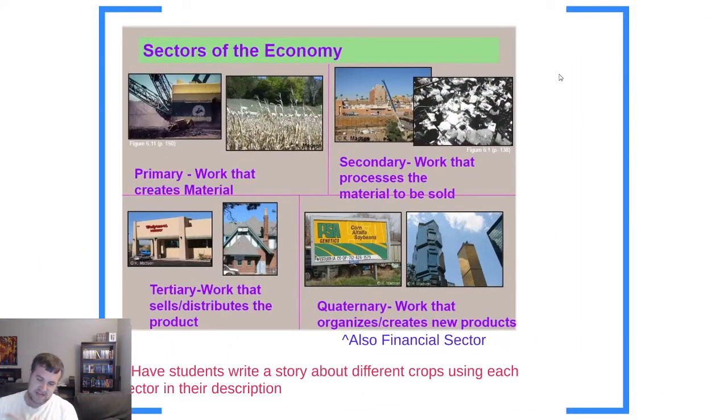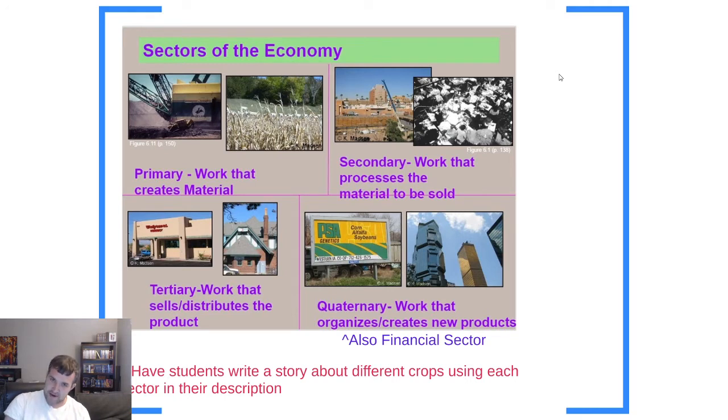And okay, now sectors of the economy. This is undoubtedly the most important slide of this presentation today. Okay, sectors of the economy. There are 4 sectors. Some people even define 5. I disagree with those people. I say there are 4. 4 sectors of the economy: primary, secondary, tertiary, quaternary. Easy to remember.